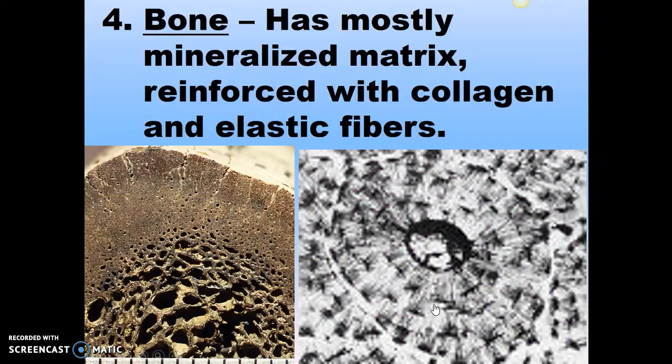Bone is so easy to tell. Cross section: down here is your cancellous, spongy bone. Up here is your compact bone. Over on the right side, we have compact bone, and you can see little black holes, the lacuna, where the osteocyte is now living.